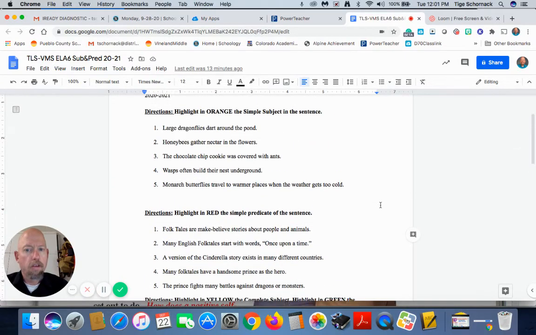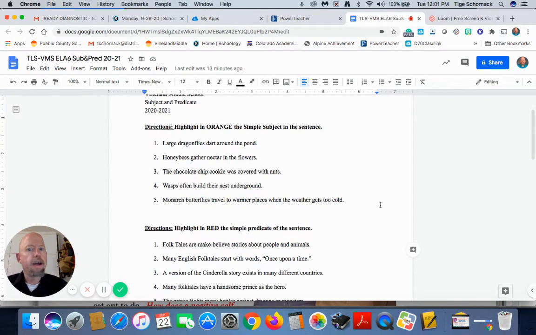Okay, so directions. You're going to highlight in orange the simple subject in the sentence. Remember, the simple subject is just the noun itself. Do not put in adjectives. Do not put in prepositions. Do not put in articles. I'll do one with you.